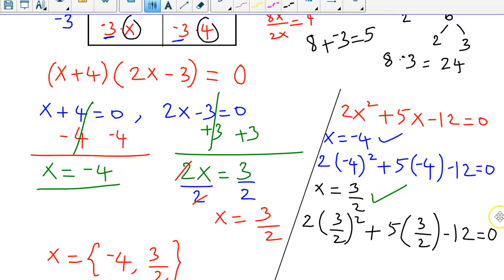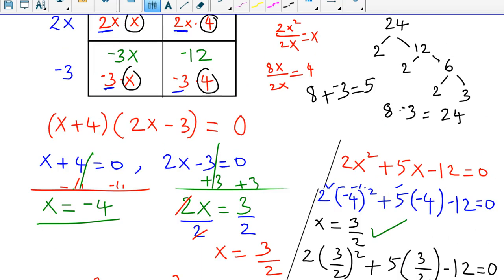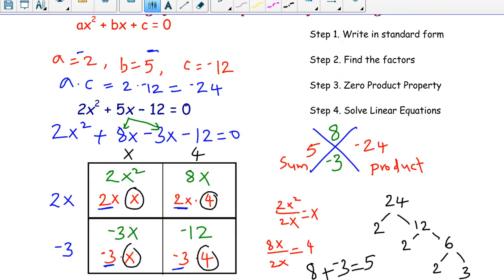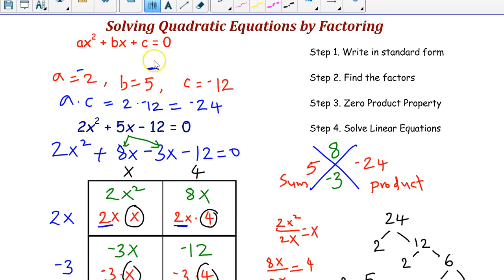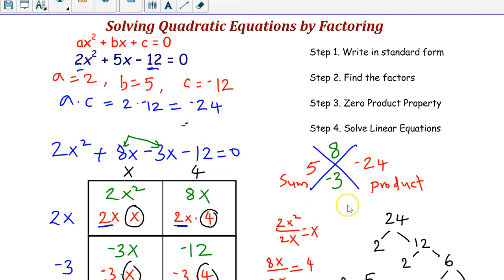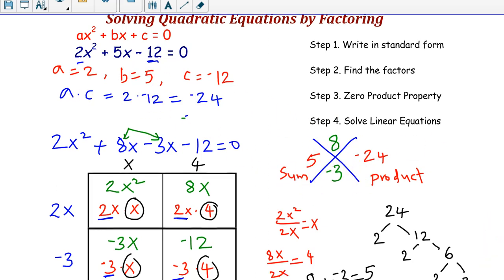Now, the process, you all got it, I think. It is this way. I write it in standard form, make sure that it is in the standard form, and afterwards factorize. Factorizing process is simple. You know that this product 24 you got from A and C, and look for two numbers whose sum is 5, etc. All that you can do.